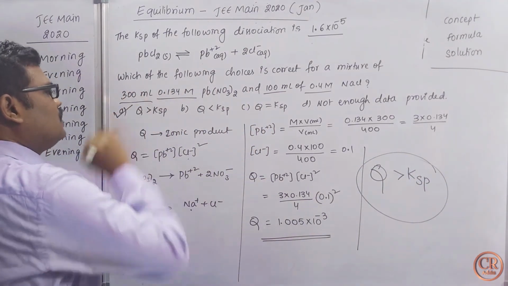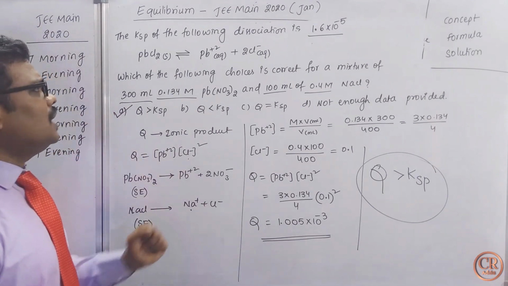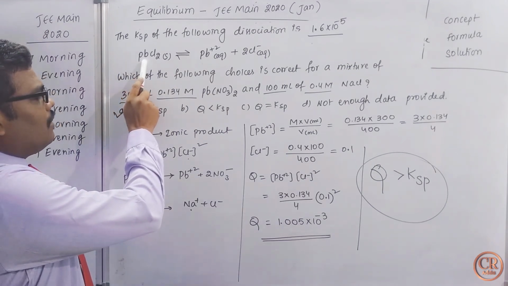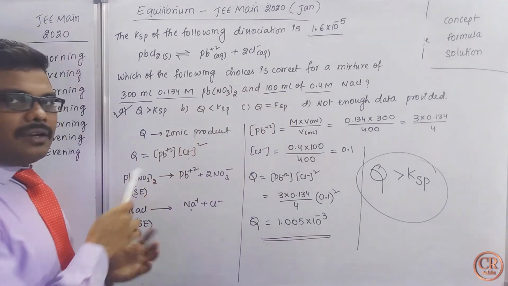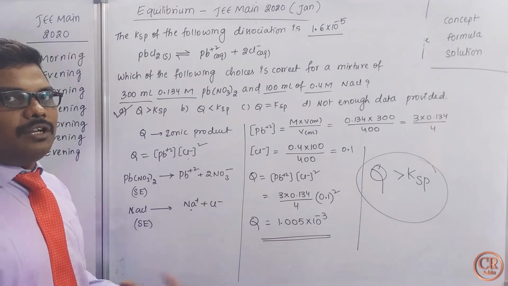The correct option is A. I'll tell you this question again. In this question, Ksp is given and lead chloride dissociation is given, and lead nitrate and NaCl concentrations and volumes are given. When these two solutions are mixed, the total volume changes.